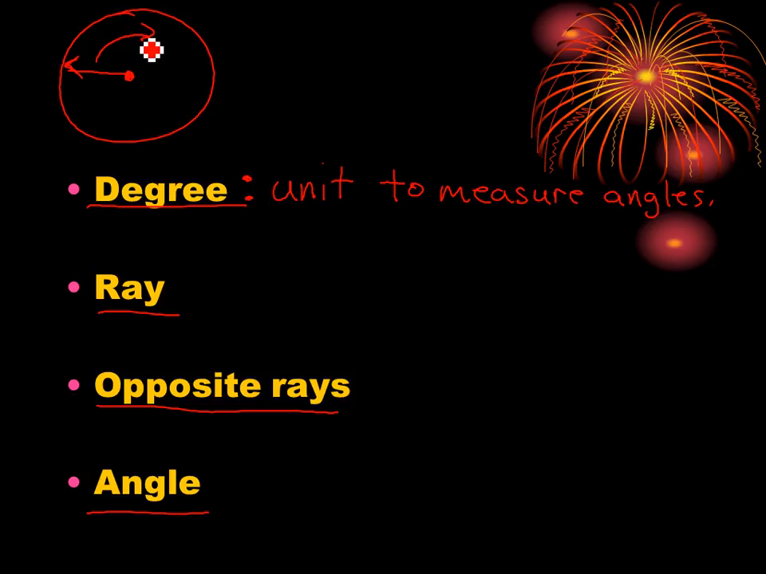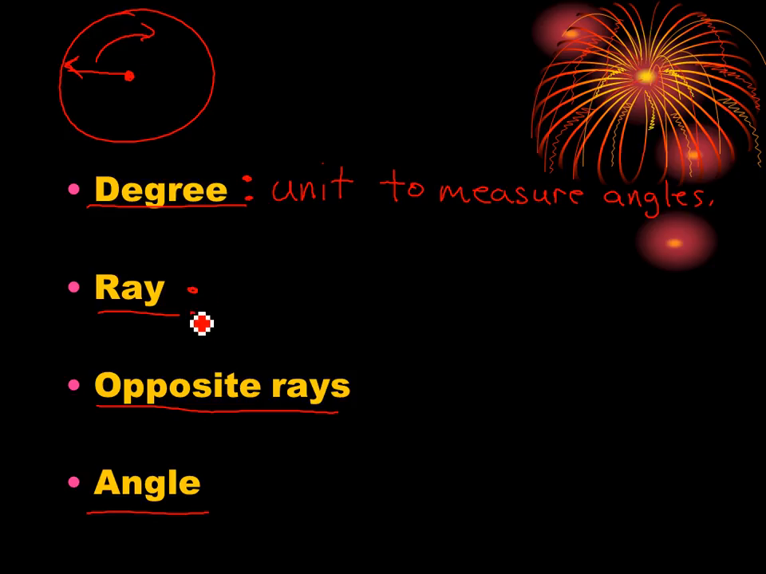Same thing for an angle. If my angle starts off like this, we're measuring how much it turns as we go. That's all degrees are.